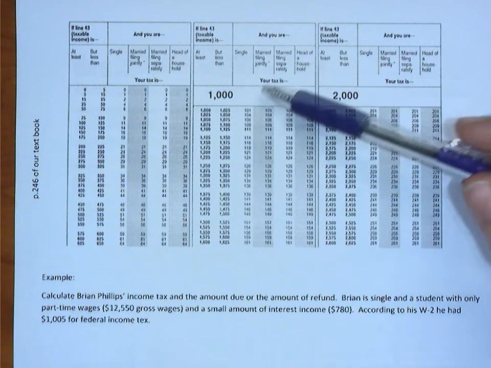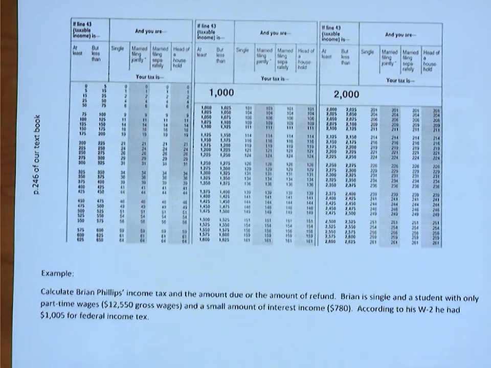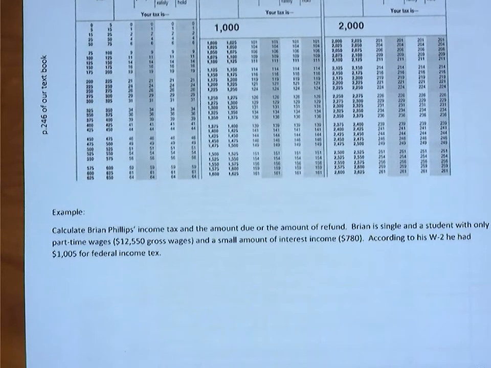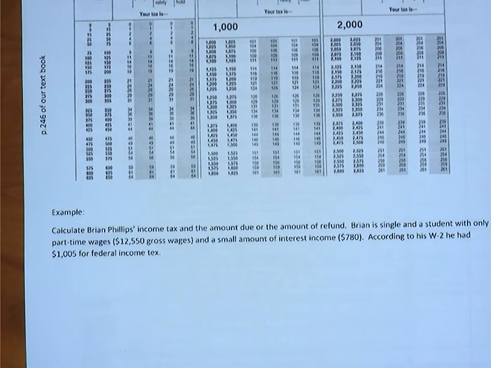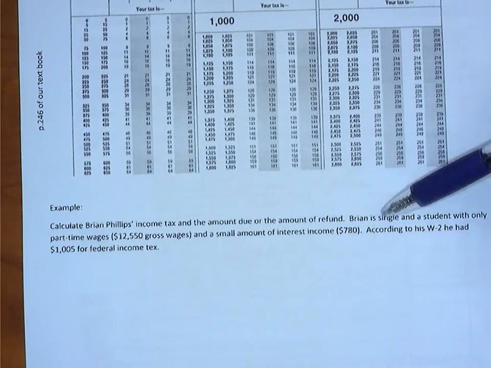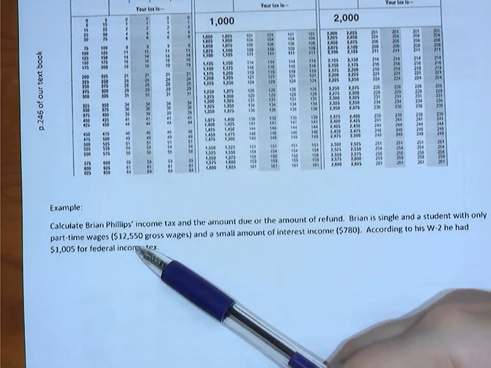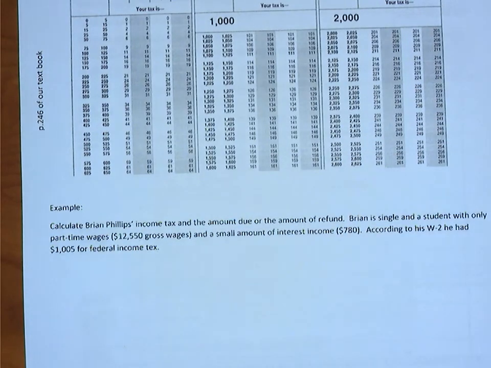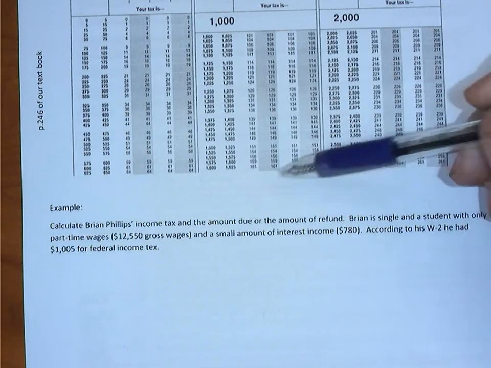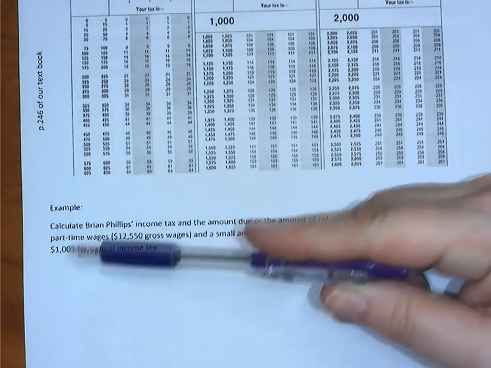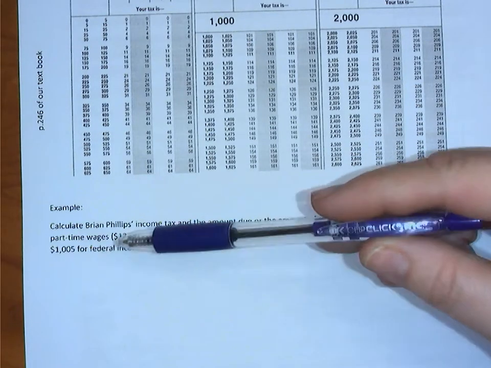It's actually all in the same form, and you just have to make sure that you're following the right column. So, that being said, we're going to calculate Brian Phillips' income tax and the amount due or the refund due him. Brian is single and a student with only part-time wages of $12,550, and a small amount of interest income of $780. According to his W-2, he had $1,005 withheld for federal income tax.